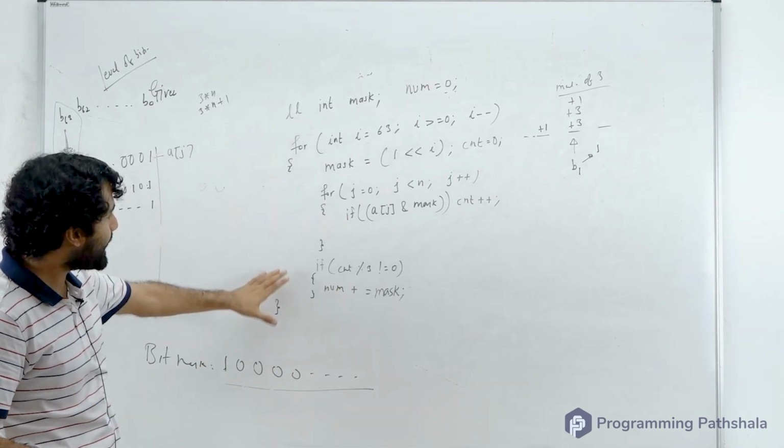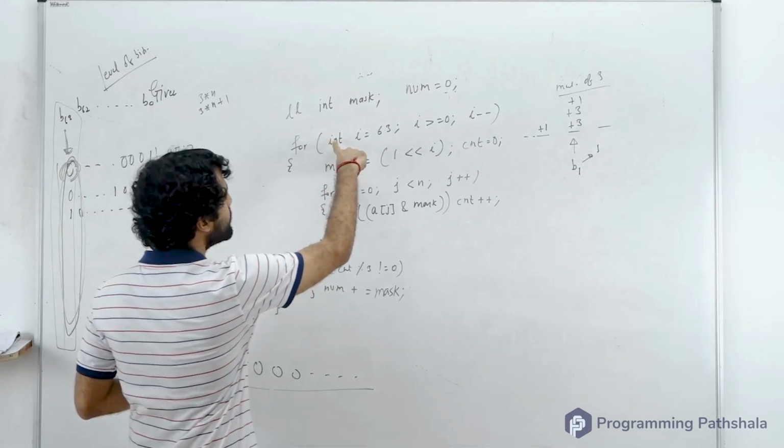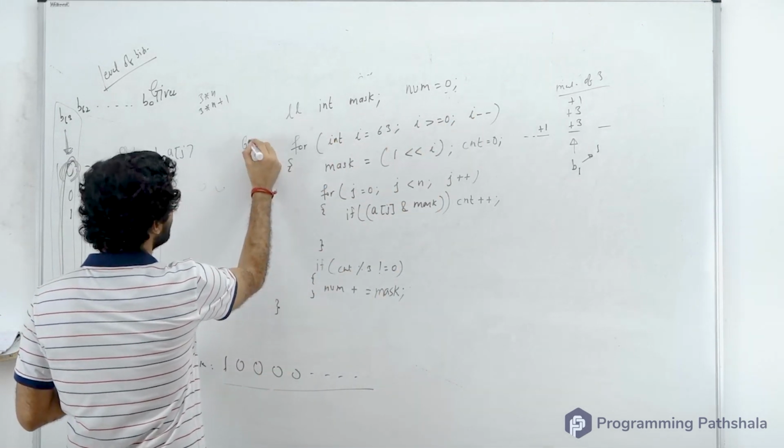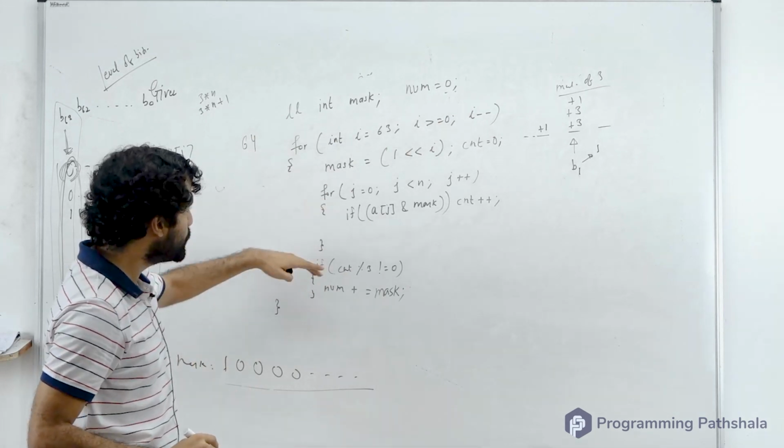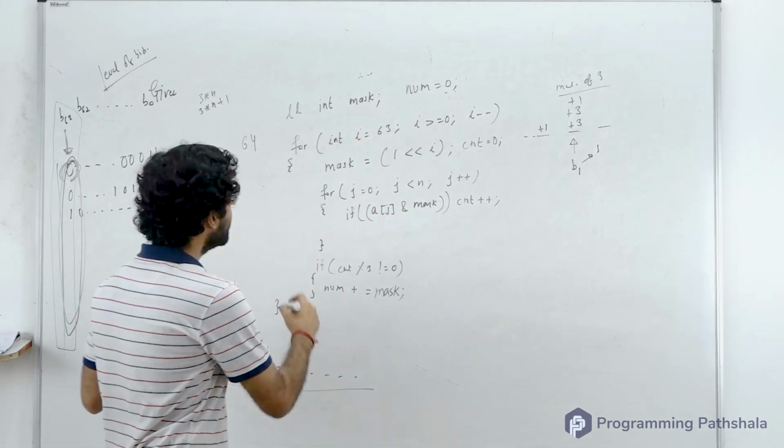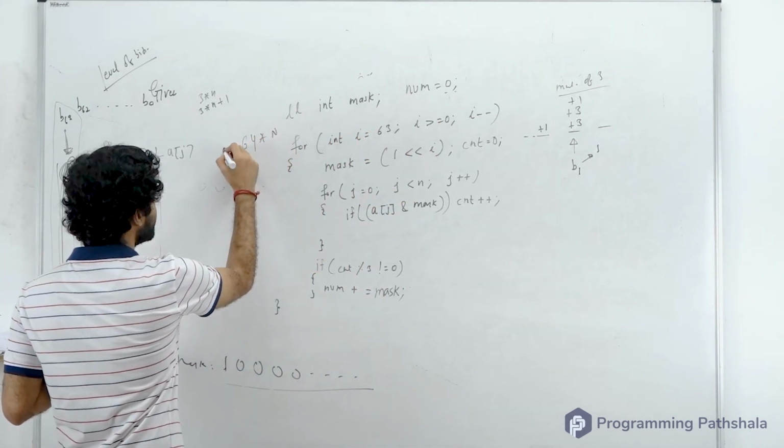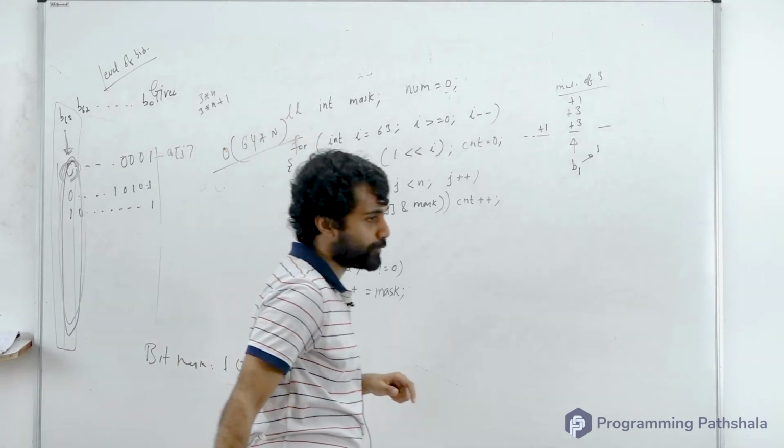Cool. Now take a look and tell me the time complexity. How many times will the outer for loop run? It will run for 64 times. And how many times will the inner loop run for every outer iteration? N times. So the total time complexity will be order of 64 into n.